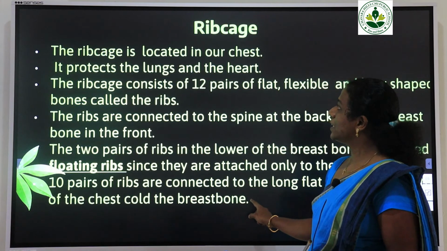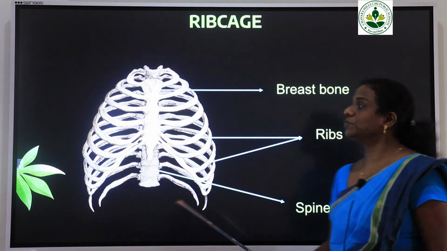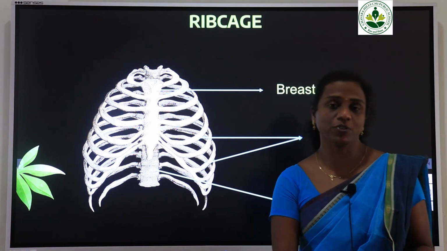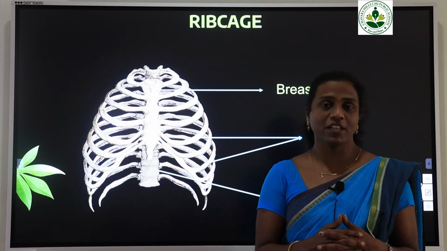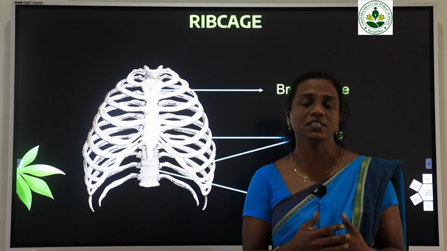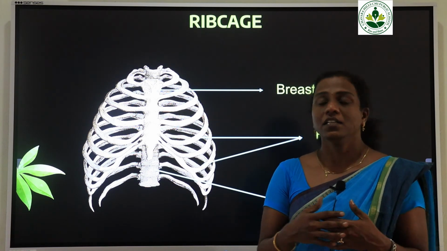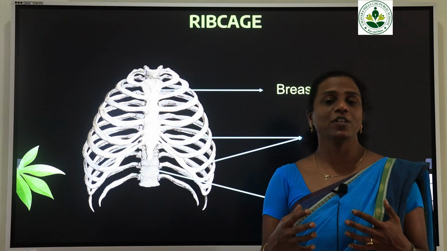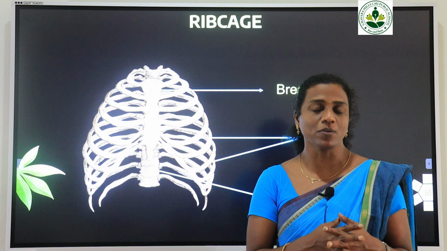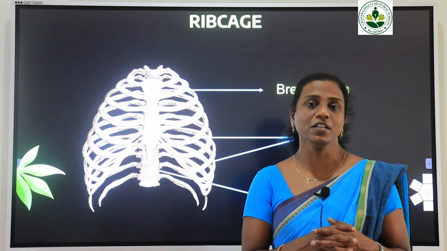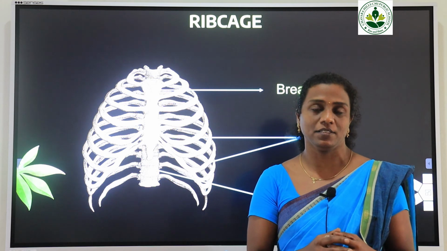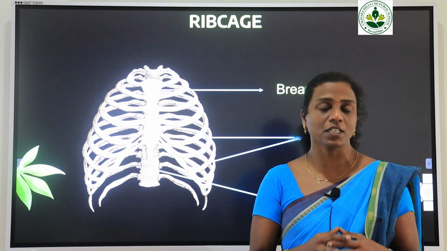So today we studied the ribcage structure. The ribcage is mainly located on our chest portion, and it consists of 12 pairs of bones. It forms a cage-like structure and protects our internal organs like the lungs and heart. All 12 pairs of bones are connected to the spine, or backbone. Among them, 10 pairs are connected to the breastbone. The remaining 2 pairs are connected only to the spine, so they are known as floating ribs.